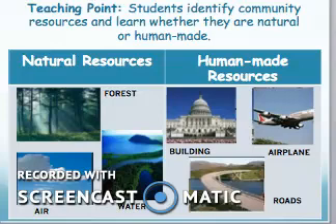People make roads so that we can travel. We can get from place to place, right? We travel on different types of roads and bridges to get from one place to another. So it's something that we need, but something that didn't exist that people made. So that's the difference between natural resources, resources that are found in nature, and human-made resources, resources that people make.